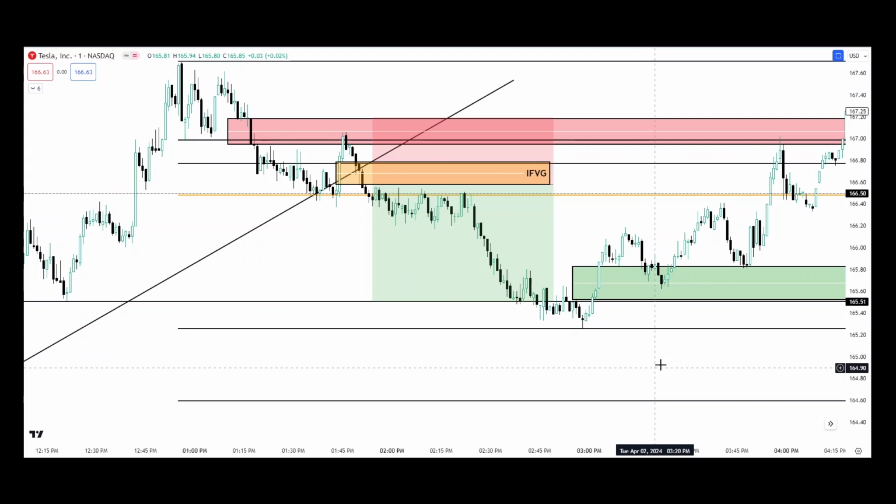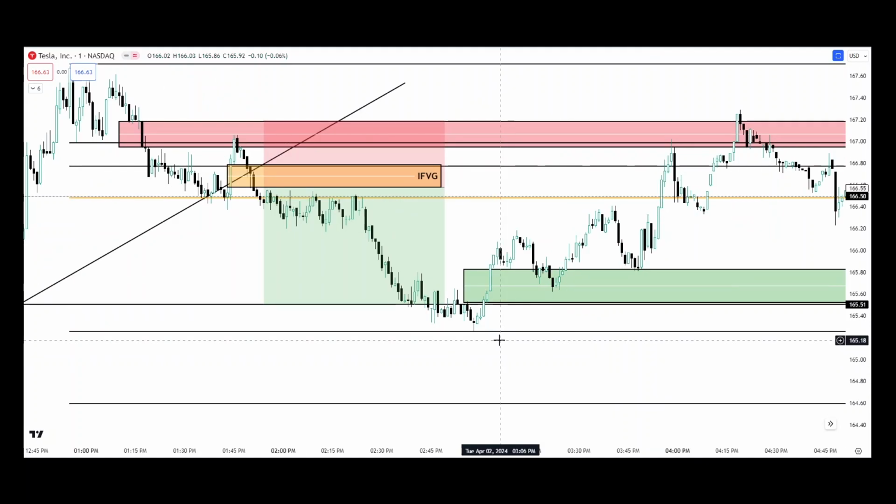But then we started to see some more bullish activity, right? We get displacement, we get fair value gap. Inside there, we get more bullish displacement. We end up running up to close this bearish fair value gap, which is where liquidity sits.